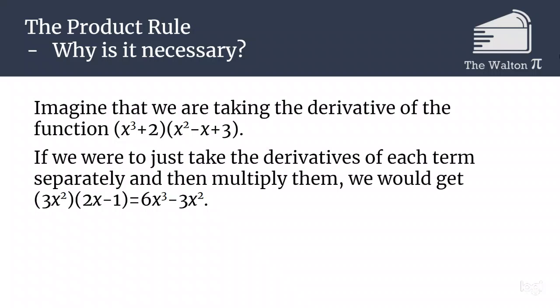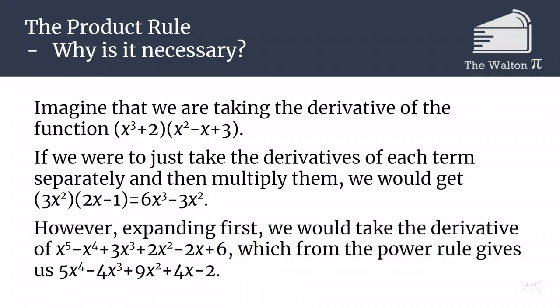However, if we were to multiply the entire thing out and expand out the x cubed plus 2 times x squared minus x plus 3 and then take the derivative, we would end up taking the derivative of x to the fifth minus x to the fourth plus 3x cubed plus 2x squared minus 2x plus 6, which is 5x to the fourth minus 4x cubed plus 9x squared plus 4x minus 2, which is definitely not the same thing as what we got last time. And so this is why we need the product rule.